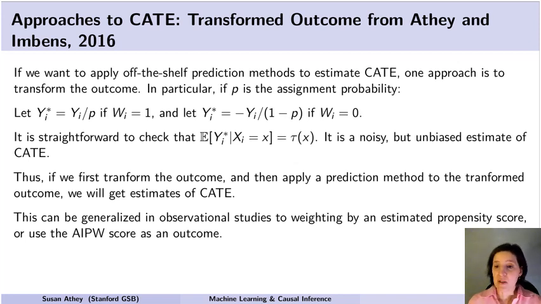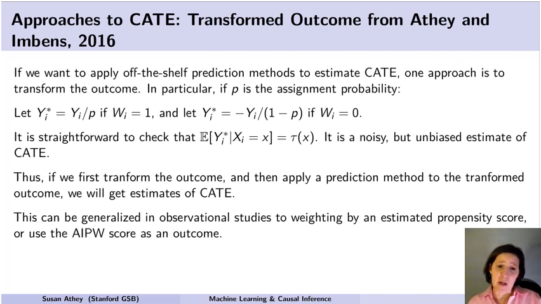So this is a simple insight that says that this is a wildly noisy estimate of treatment effects, but for an individual, even though that individual was only observed as either treated or control, I can still look at their outcome and come up with an unbiased estimate of their treatment effect. It's not going to be very useful for that individual, but if I average up people similar to that person, I will get an unbiased estimate of their average treatment effect.